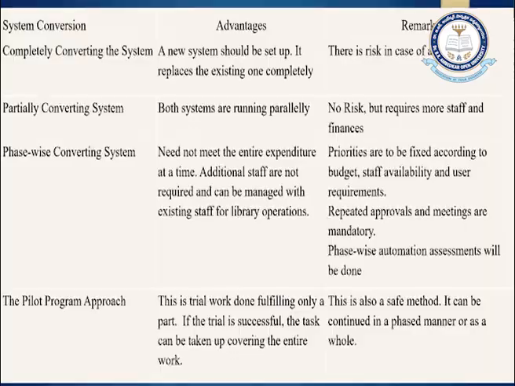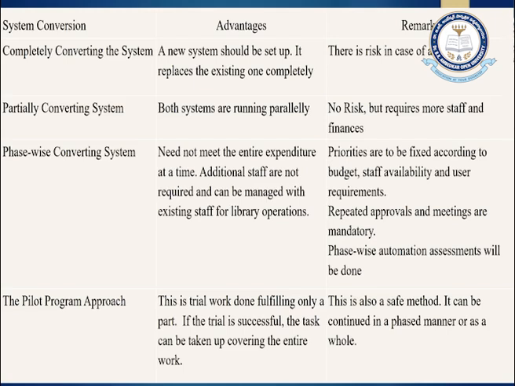Data conversion. The usual data conversion methods followed in library automation are in the following table. We will see a short table now. Completely automating the system, that is, complete conversion. We will just see this slide, that is, completely converting the system. If you totally convert the system of automation, the existing one will be replaced with a new one. So, there is a risk because data can be lost.